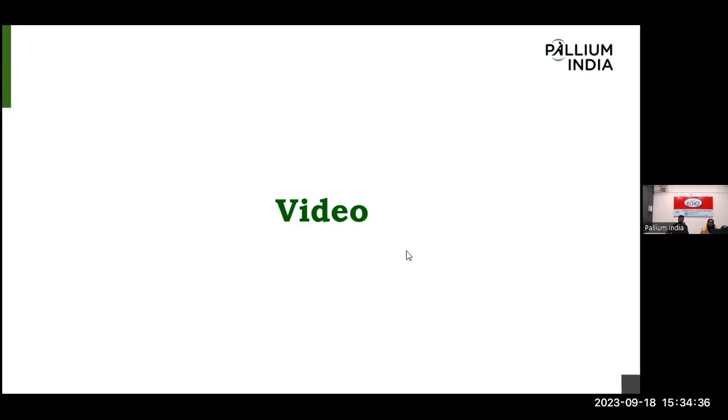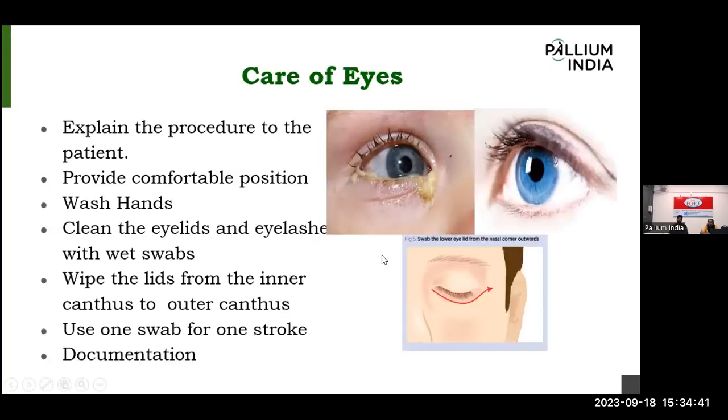So now we move on to the next part, care of eyes. This is a sort of brushing up your knowledge, because within the hospital we know what all things we do for the patient, but when the patient goes home, you have to educate the caregivers, because they don't know which eye to clean first and which eye second, and where to wash.